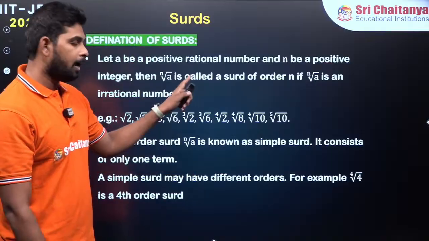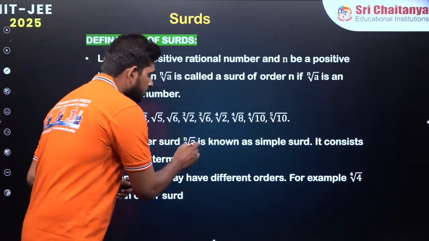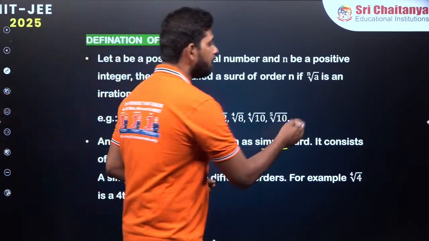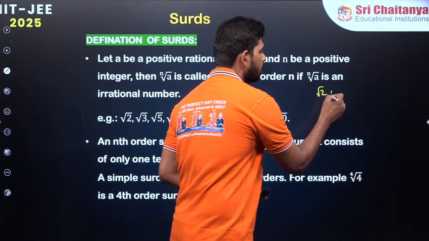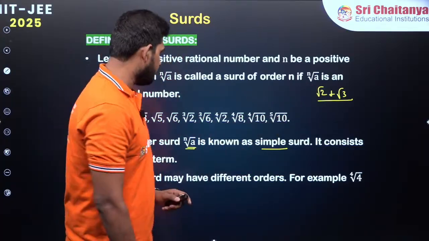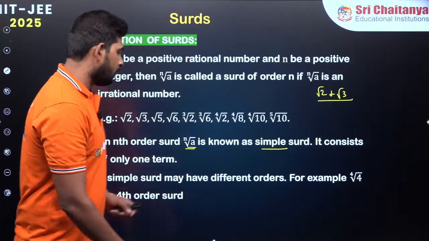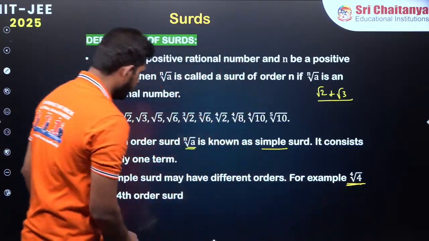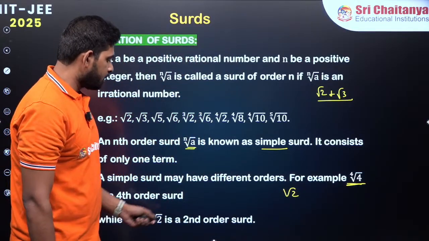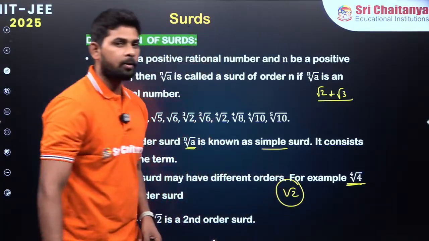In the definition we have some remarks. One is that the nth order surd, nth root of A, is also called a simple surd, and it consists of only one term. If I take two terms, let's say root 2 plus root 3, this is not a simple surd. We are going to learn about this again later. Then if I take one surd, there is a possibility of two orders at a time. For example, the fourth root of 4 can also be written as the square root of 2. The square root of 2 has second order, and we denote that order as 2.